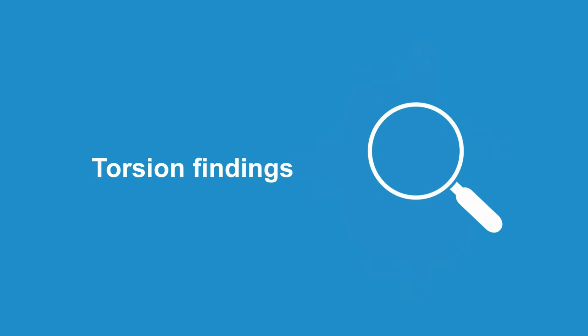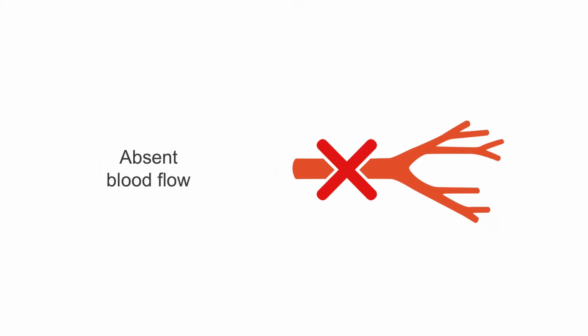There are a range of findings that can be seen on ultrasound in testicular torsion. In this lesson, we'll learn how to recognize them. Perhaps the most important is the absence of blood flow. Seeing no blood flow on color Doppler strongly supports the diagnosis of testicular torsion.